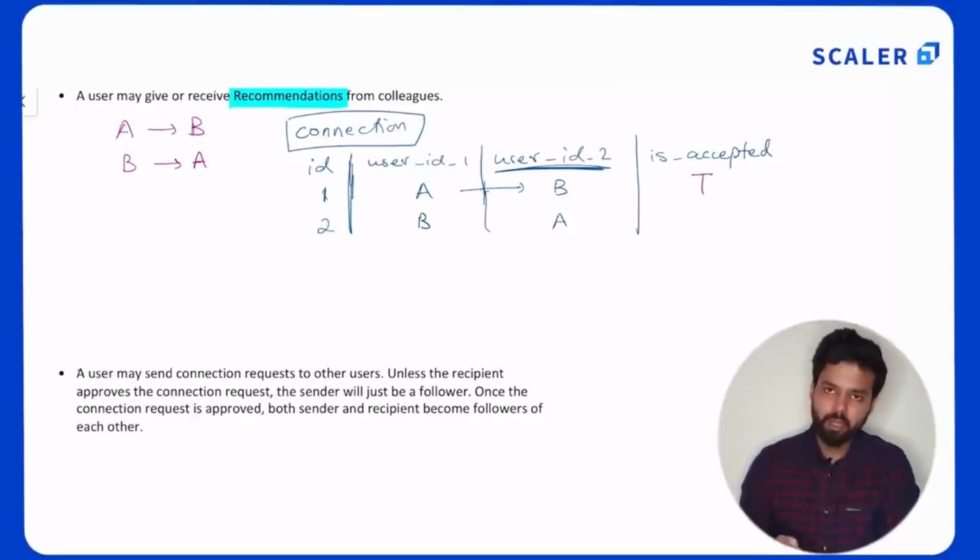Now if I want to find out all the followers of A, if accepted flag is true, then I'll query based on either user ID 1 should be equal to A or user ID 2 should be equal to A. If it is false, then only user ID 2 should be equal to A.